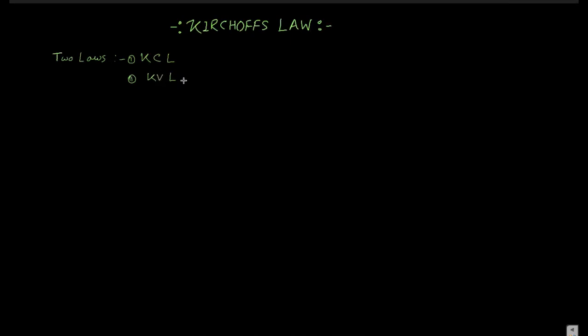I think you studied this in class 12, so you know the exact statement of that law. Kirchhoff's current law tells that at any junction, the sum of the electric current which is entering is equal to the sum of electric current that is leaving from the junction.